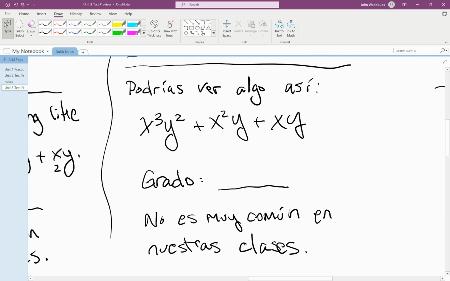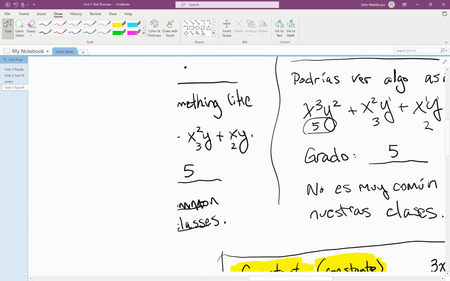Podrías ver algo así, x a la 3, y a la 2, x a la 2, y, más xy. Se suman los exponentes en cada variable, entonces el grado de este término es 3 más 2, 5. Aquí 2 más 1, 3, y 1 más 1 o 2. Entonces el grado de este polinomio es el exponente mayor, 5. Y eso no es muy común en nuestras clases, no se preocupen demasiado, pero por lo menos podrías ver que sí lo habéis visto.